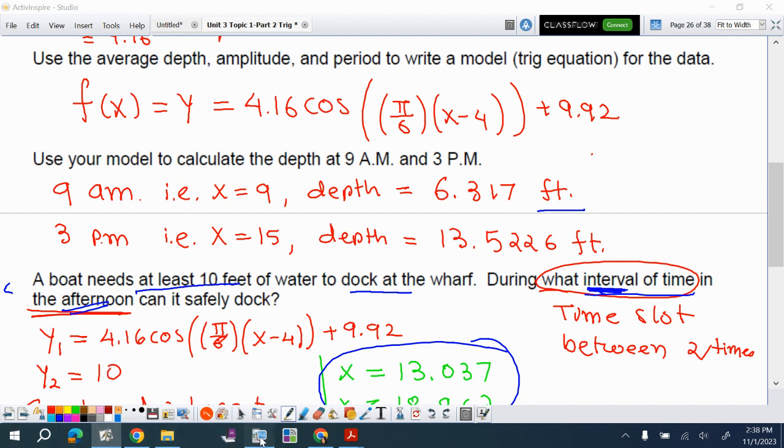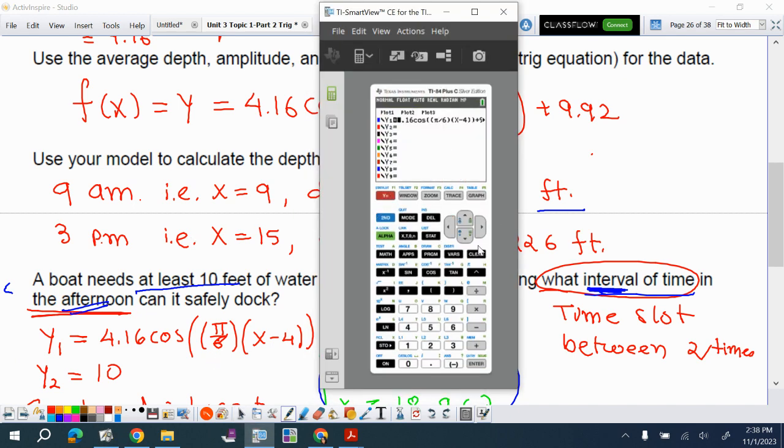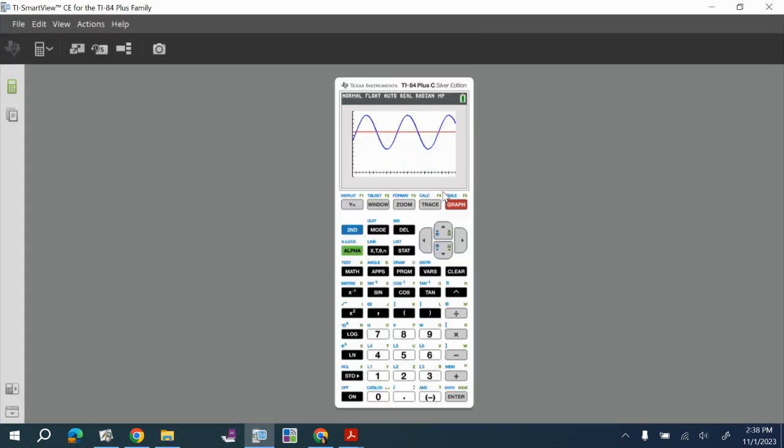So let's take a look at the calculator. Going back, y1 is already there. Y2 is equal to 10. And graph. Okay, so let's understand this. I'm making this calculator bigger so that you all can understand that we need at least 10 feet of water to come back. This is a day and a half. This is AM, and this is below 10 feet. So I need to find this intersection and that intersection. Between these two, the middle loop, you can safely come back at the wharf.